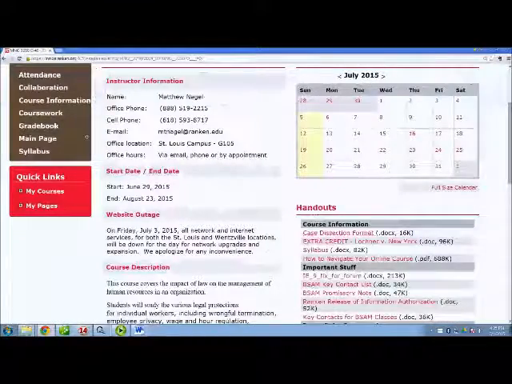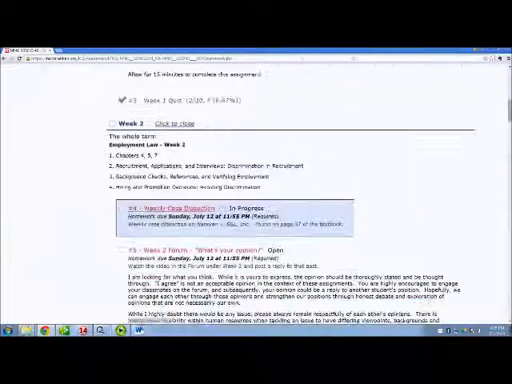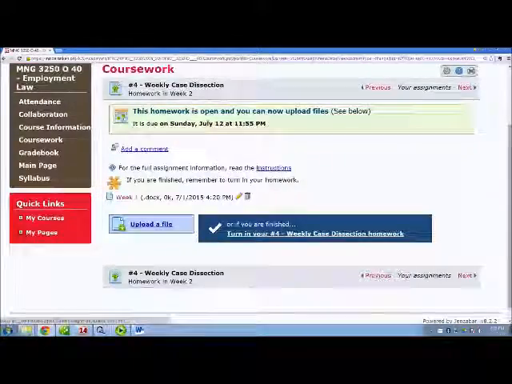And then you are going to upload that under the coursework, under weekly case dissection, right? Remember, you've got to click the blue box or it doesn't upload.